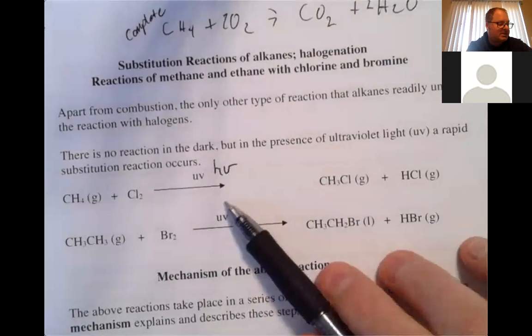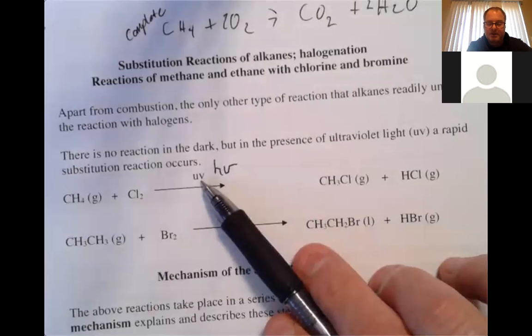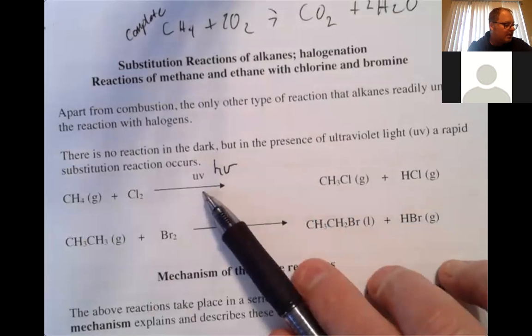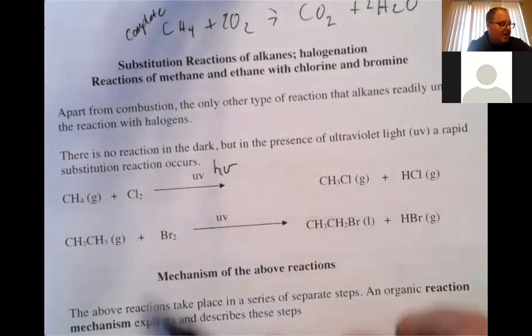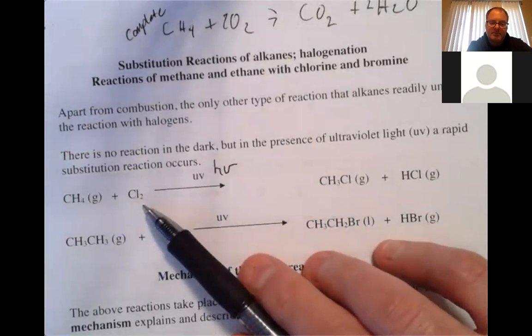If you're doing this reaction, you have to have this. If this is an alkane, this has to be put up there because it cannot happen in the dark. So that ultraviolet light will cause the chlorine here to form free radicals through homolytic fission.